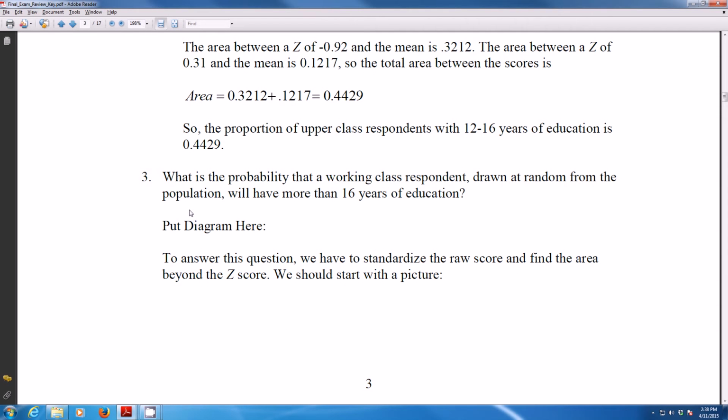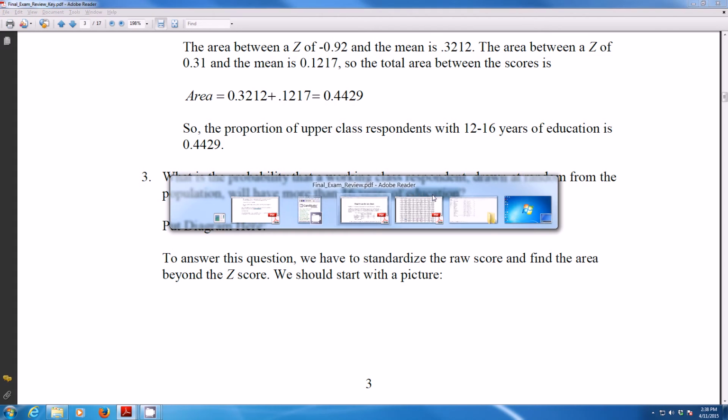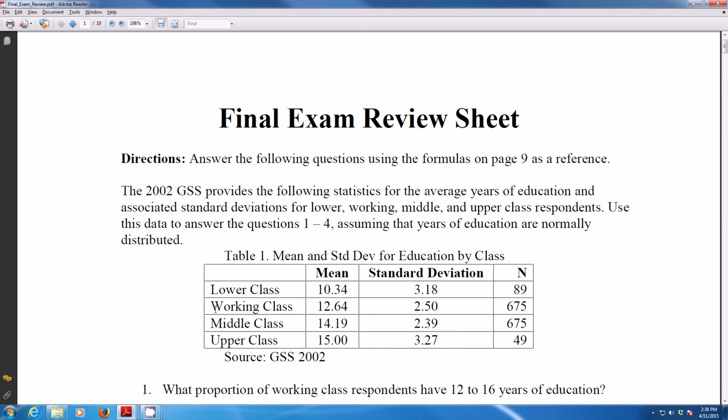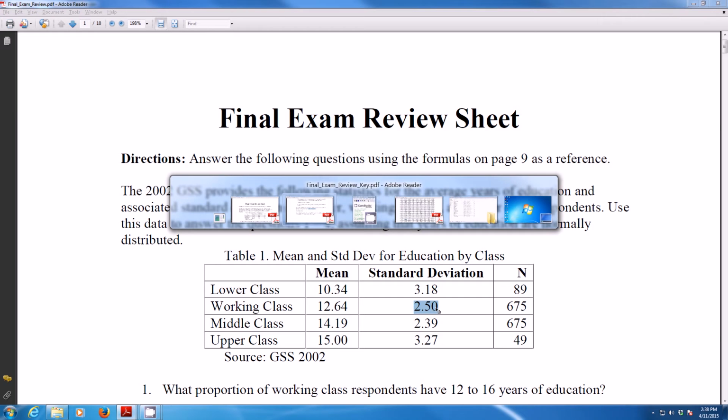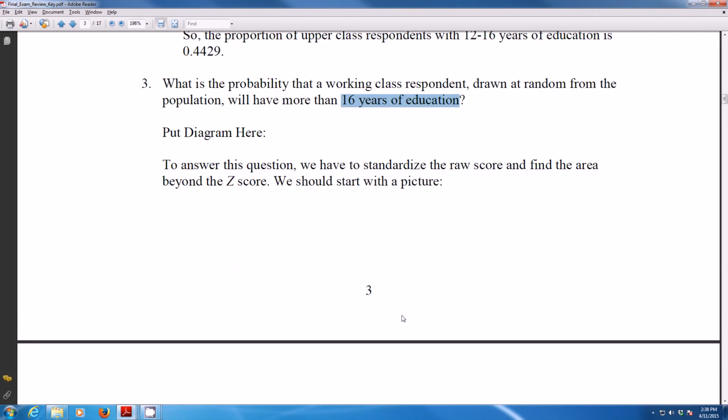For question 3, we're looking for the probability that a working class respondent, drawn at random from the population, would have more than 16 years of education. And so to answer this question, you'll recall that the working class people have on average 12.64 years of education with a standard deviation of 2.5. And so we can start with the diagram.